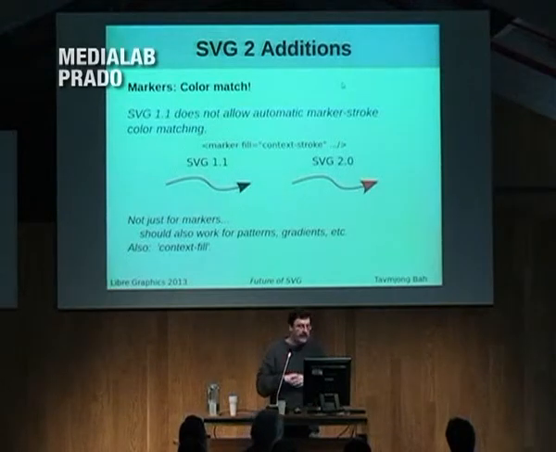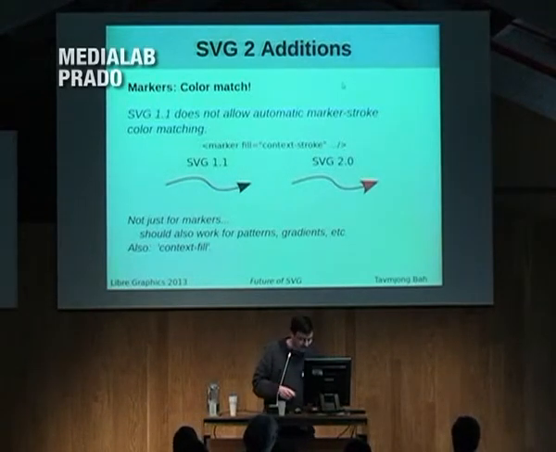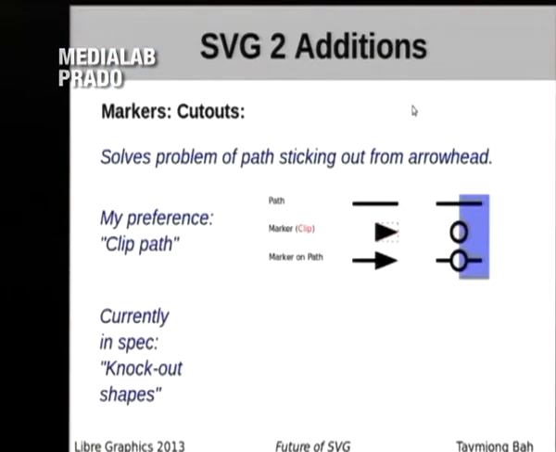One big one: finally, we'll be able to have a marker, in this case the arrowhead, automatically inherit the color of the stroke it's attached to. Another problem with markers is, suppose you've snapped a line from here to here on your drawing, and now you want to put an arrowhead on, and you want the arrowhead to point right at the end of your line. Well, the line sticks out a little bit.